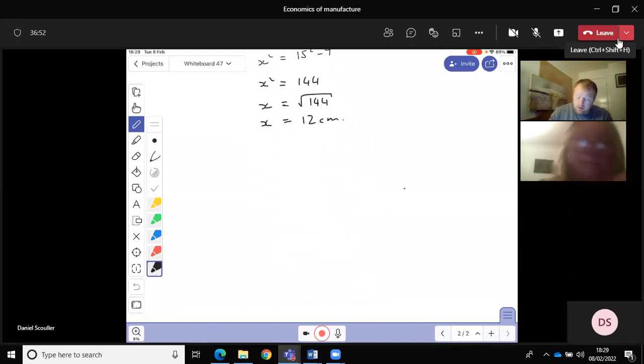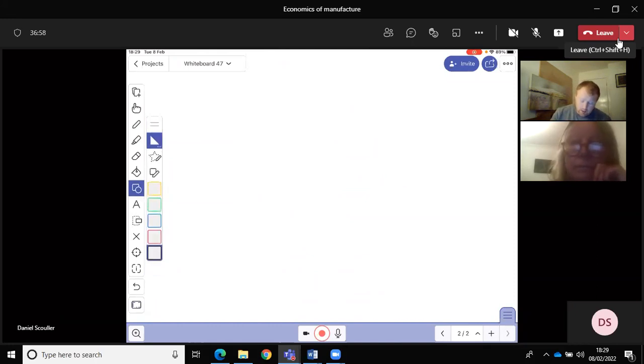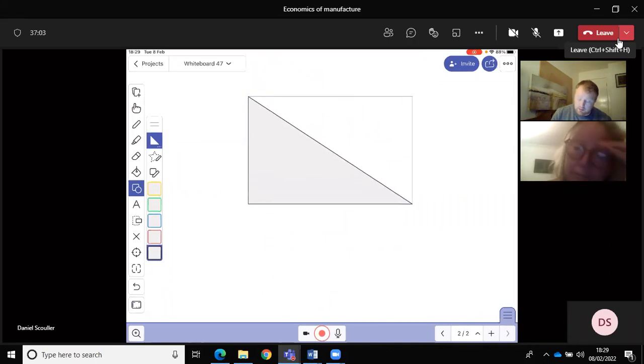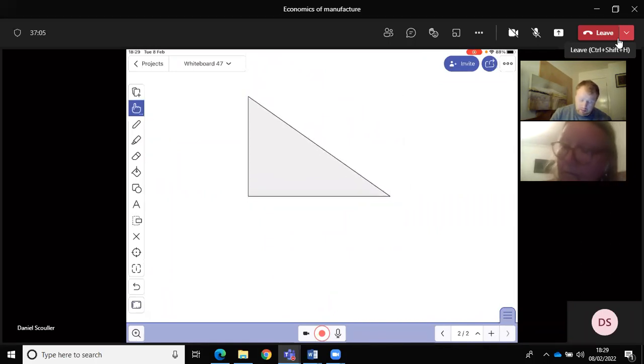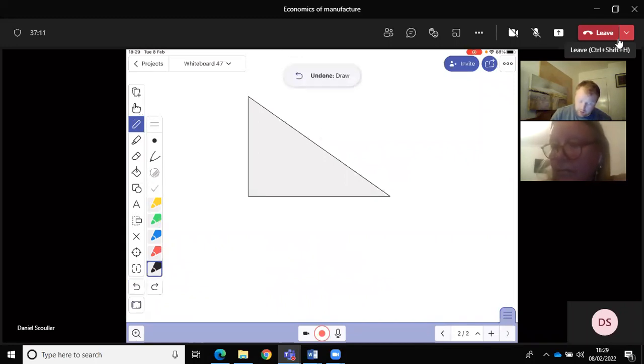The only other two I want you to be aware of in regards to simple layouts is when you're asked to prove it's a right angle. And when I say prove it's a right angle, you're given all three sides.